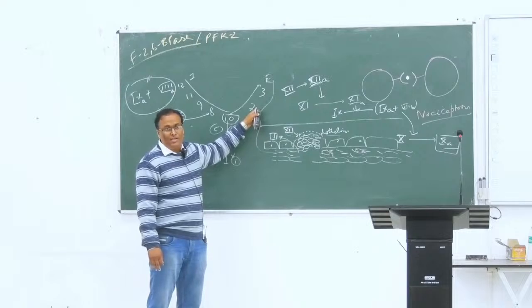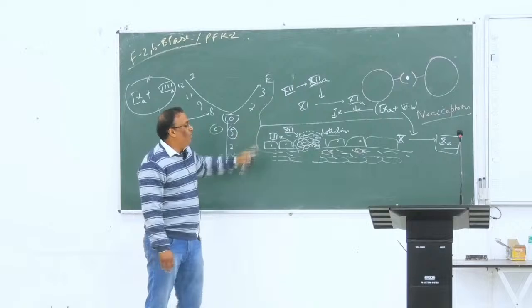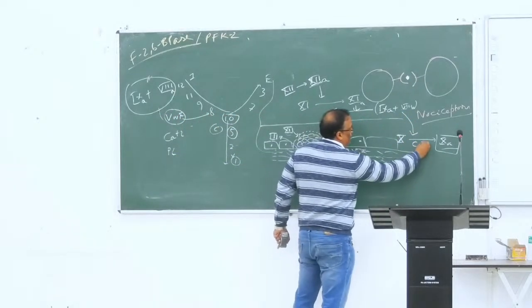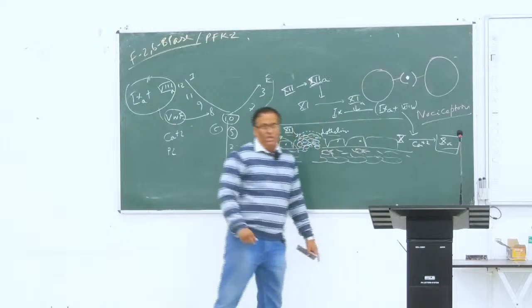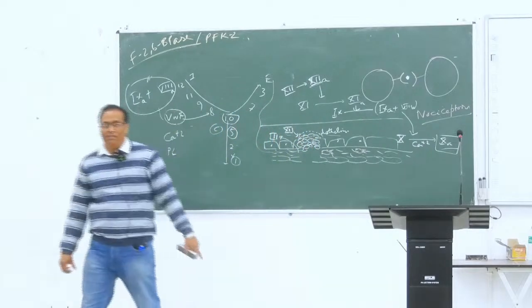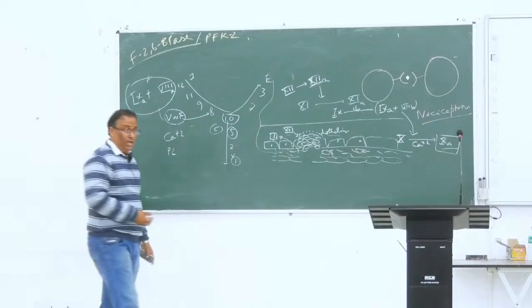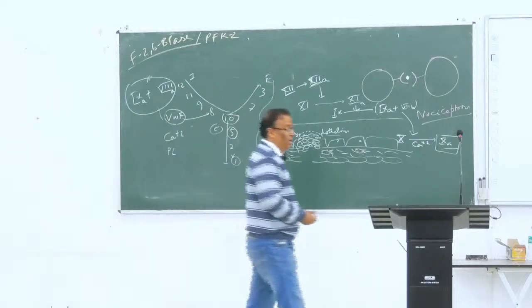Then factor 7 is activated, and for the activation calcium is required. Now in this complex also, whenever this is coming, here calcium will act. I was saying that in some places calcium is needed. Calcium is important for the coagulation.